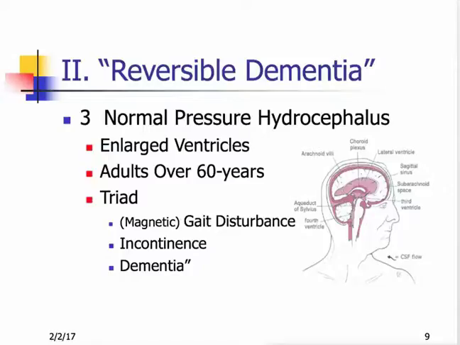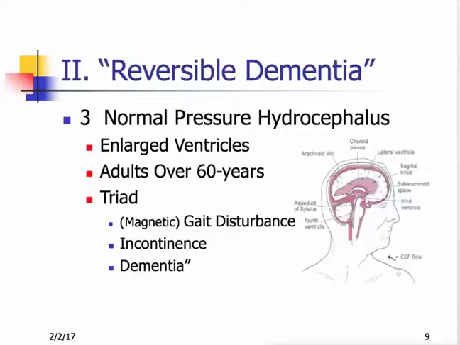Normal pressure hydrocephalus, as I said, I could do a whole lecture on this. Very, very interesting. Can happen in adults over age 60. And typically there's a triad of symptoms. Gait disturbance, which is usually referred to as magnetic gait. The reason is the person's feet appear that they're kind of like almost stuck to the ground. In other words, they're kind of in a shuffling type pattern. Incontinence and dementia or cognitive changes.